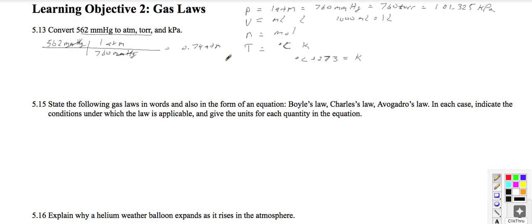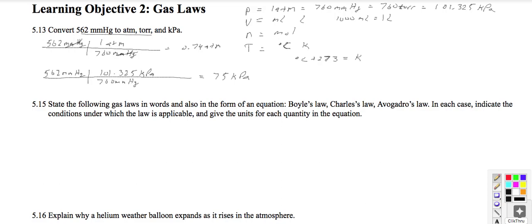The millimeters of mercury and torr are the exact same unit with 2 different names, so that's going to be the same for torr. And then for kilopascals, we could do 562 millimeters of mercury, and we could say 760 millimeters of mercury is equal to 101.325 kilopascals. And that gets us 75-ish, 75 kilopascals, 74.89, something like that.